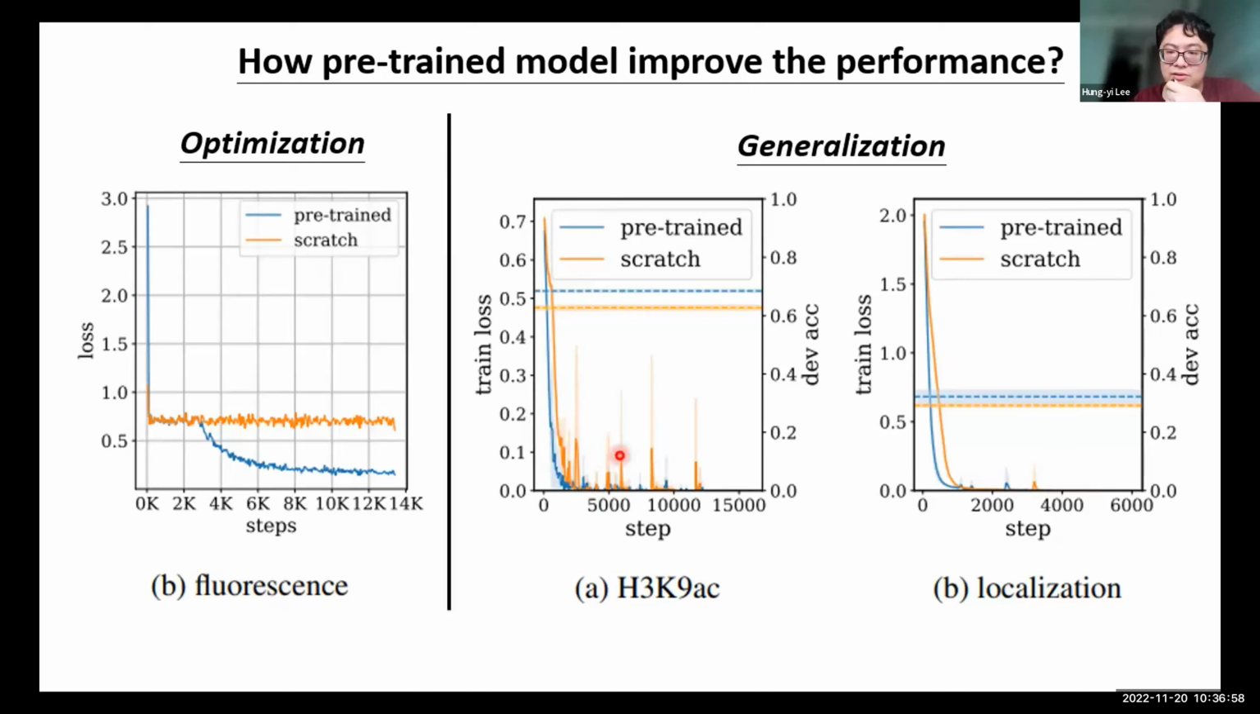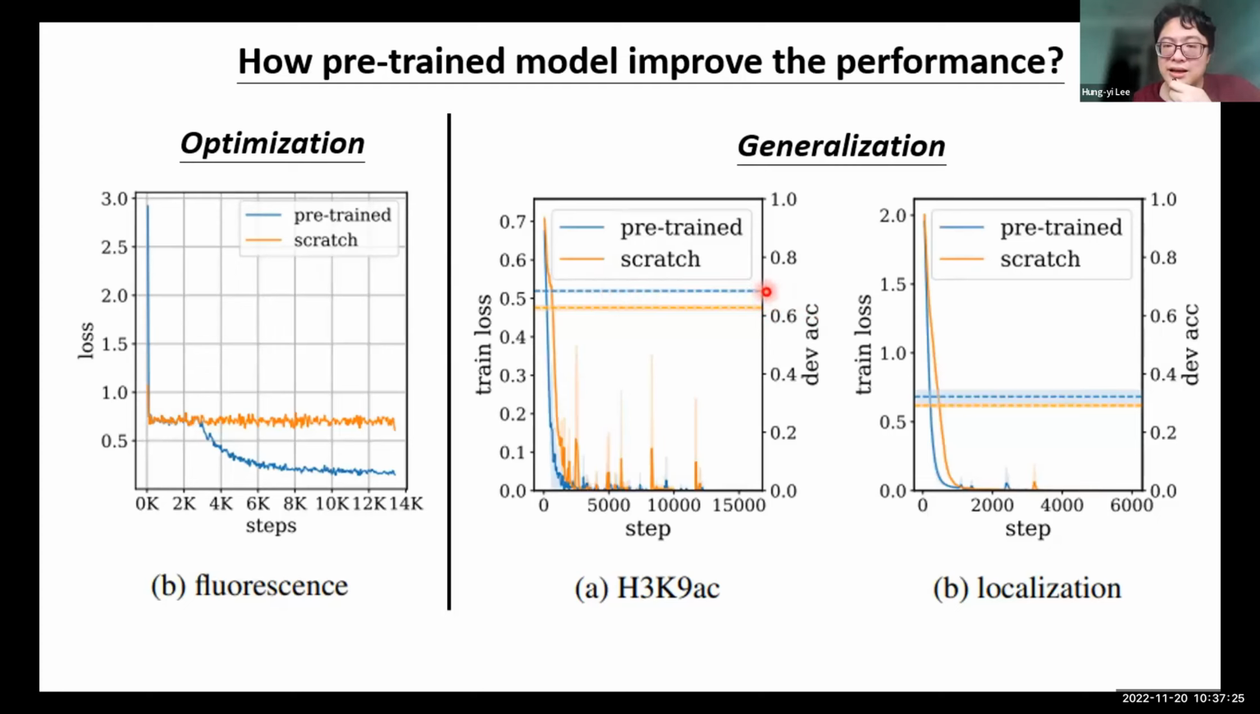So these two curves are for training loss. We train the model with sufficient iterations until their training loss is very close to zero. So two different models achieve the same training loss, the same performance on the training set. Then we analyze the accuracy on the development set. Because this is accuracy, the higher the better.